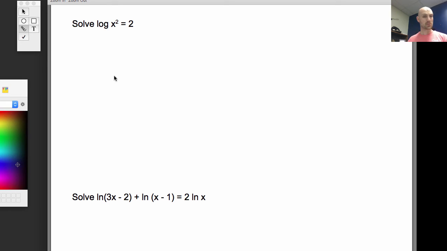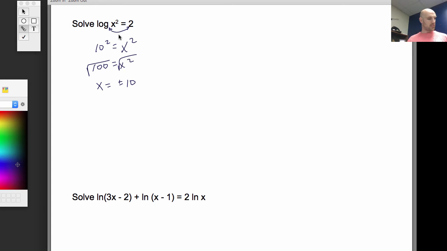So as we look at this, I'm looking at log of x squared is equal to 2, and I need to remember this is log base 10. And so if I bring this around the horn, I've got 10 squared is equal to x squared. And so 100 equals x squared. So if I take the square root of both sides, I could have x is equal to plus or minus 10.